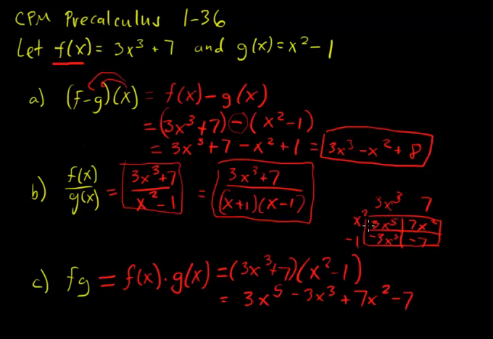And the ordering you might think doesn't matter, but it's good practice to always put it in order from the biggest exponent to the smallest. So here we have 5, 3, 2, and then no exponent, or 0. Okay, so this ends CPM Precalculus Chapter 1, number 36.